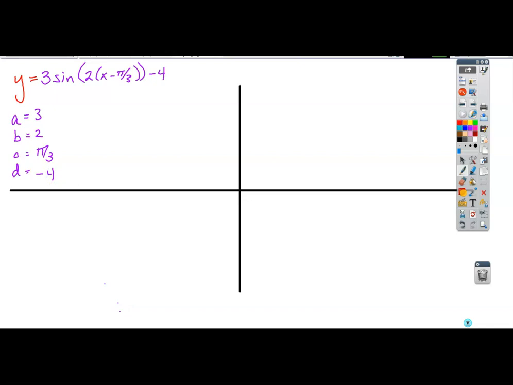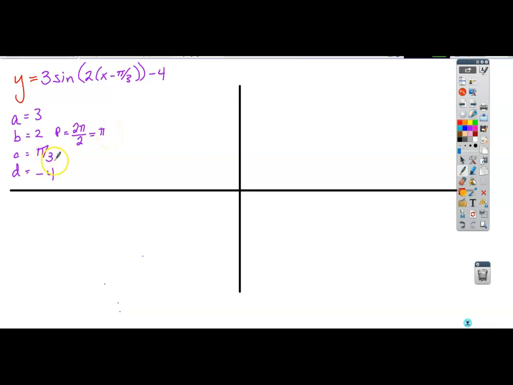So what does that mean? Well, that means my amplitude is 3. If my B is 2, figure out your period. That should be the next thing you do. Remember, I take sine's original period, which is 2 pi, and I divide by 2. So now my new period is pi, so my whole wave will fit in pi.